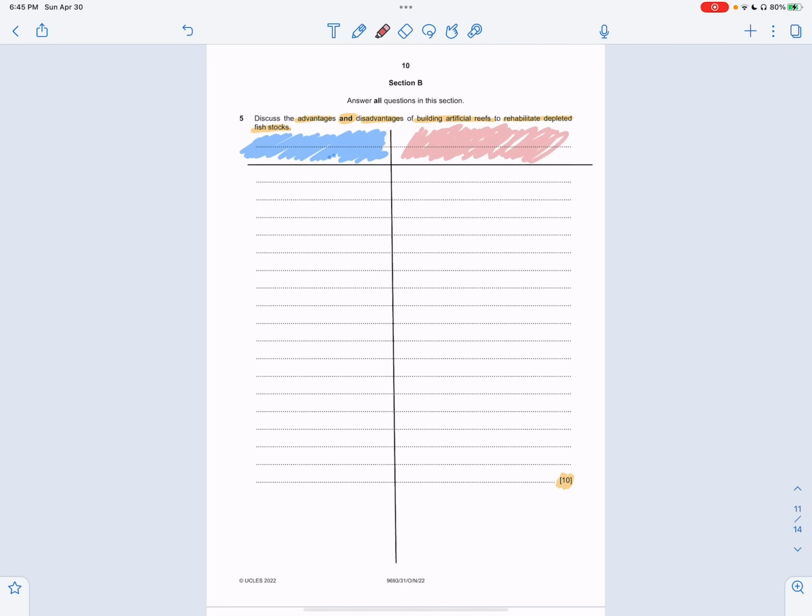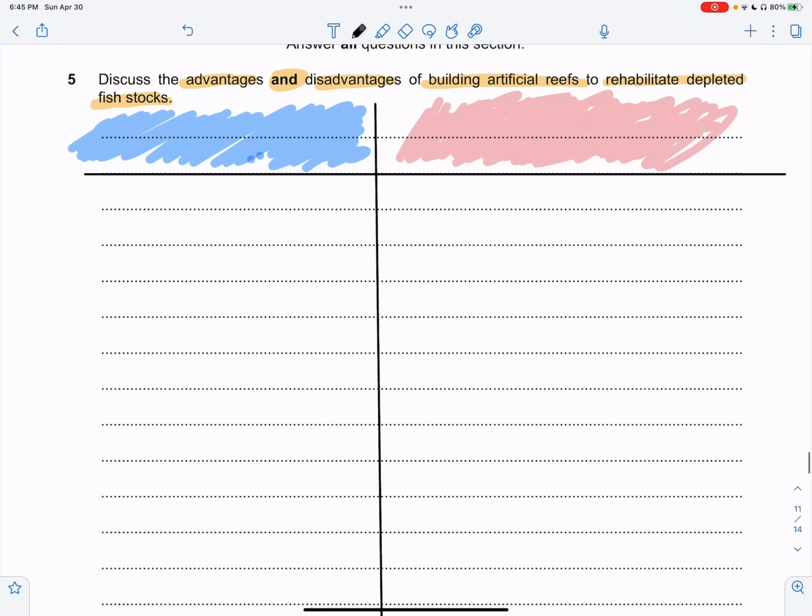All right, and these will be my disadvantages. Okay. Building artificial reefs to rehab depleted fish stocks. Some advantages. This is going to provide shelter from water currents, waves, or storms. Another mark we could say is provide shelter from predators. So provide shelter.